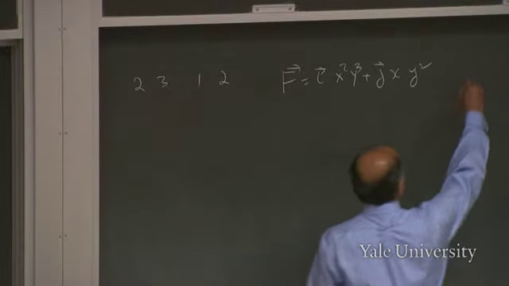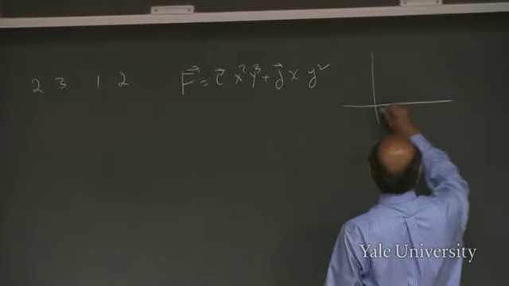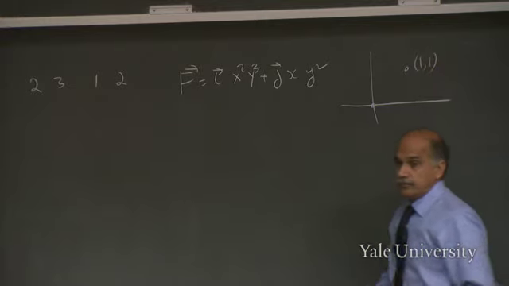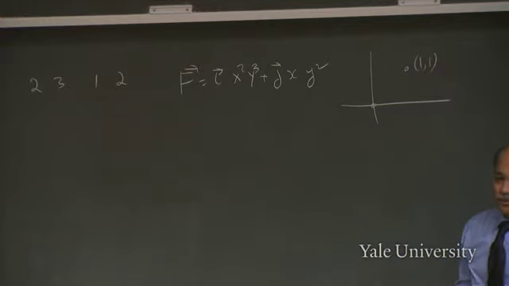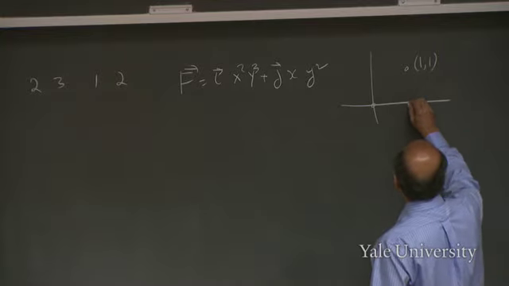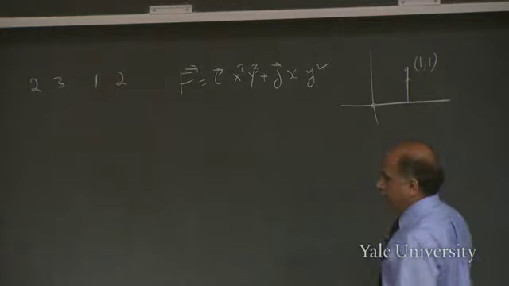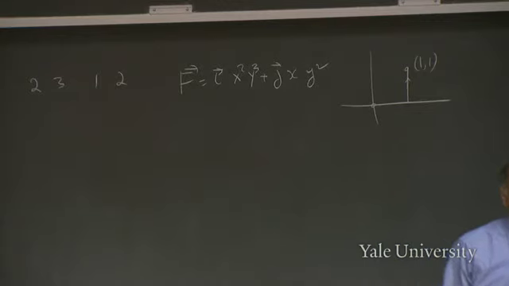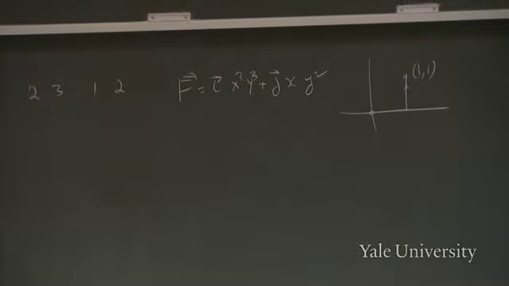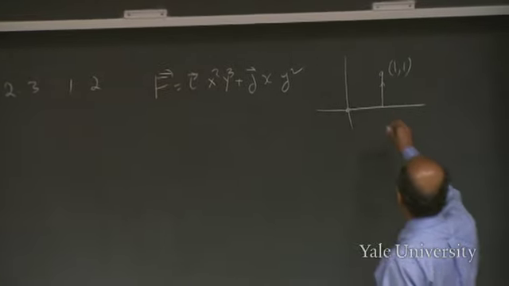So let's take that force, and let's find the work done in going from the origin to the point 1,1. So I'm going to take two paths. One path, I'm going to go horizontally till I'm below the point, then I'm going straight up. Okay? So let's find the work done when I go this way.